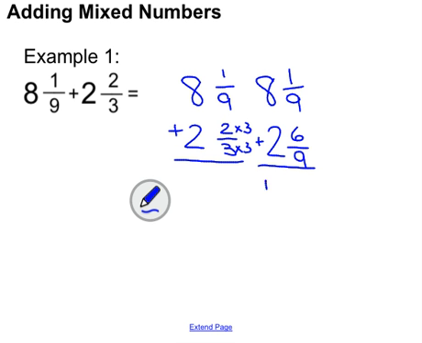Now you can add your whole numbers and add your fractions. These have a common denominator, so you're going to keep that denominator of 9, add your numerators, which would be 7. So your final answer should be 10 and 7/9.